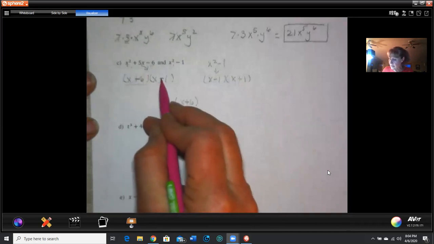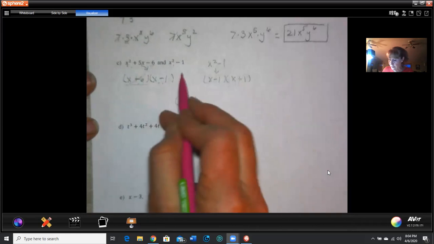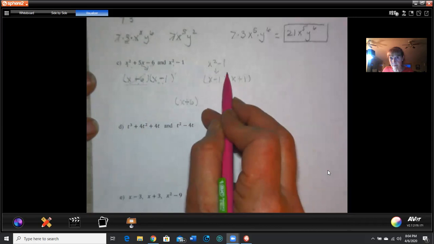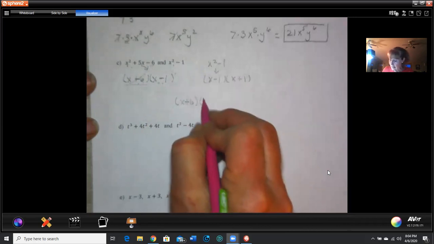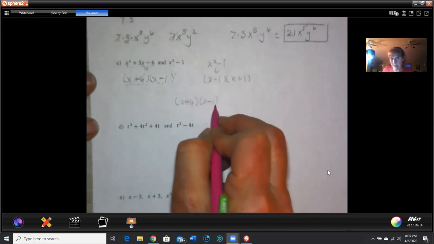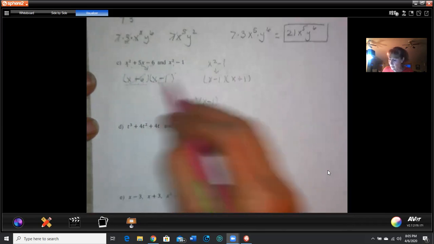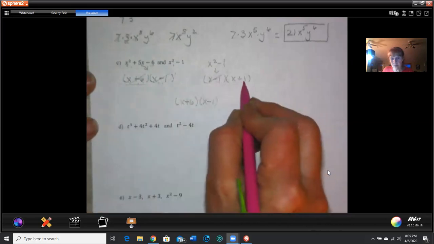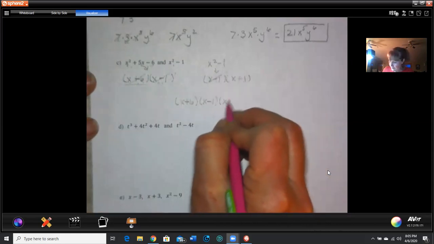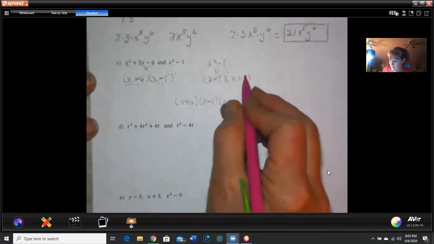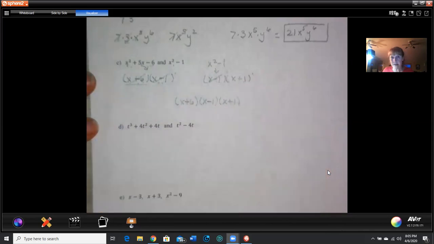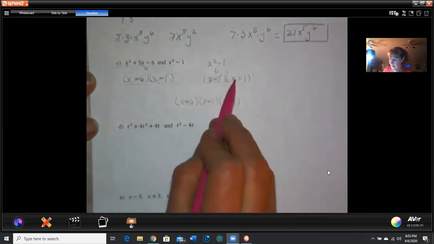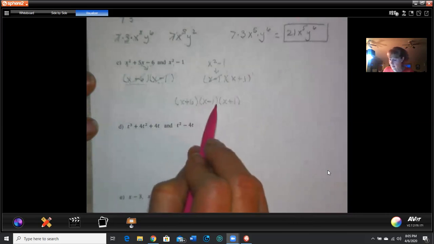That'll take care of this one. I have an x minus 1 to the first power. I have an x minus 1 to the first power. So I will take x minus 1 to the first power, and that'll take care of both of those. The only thing left is the x plus 1, and to the first power. That's the highest power on the x plus 1.